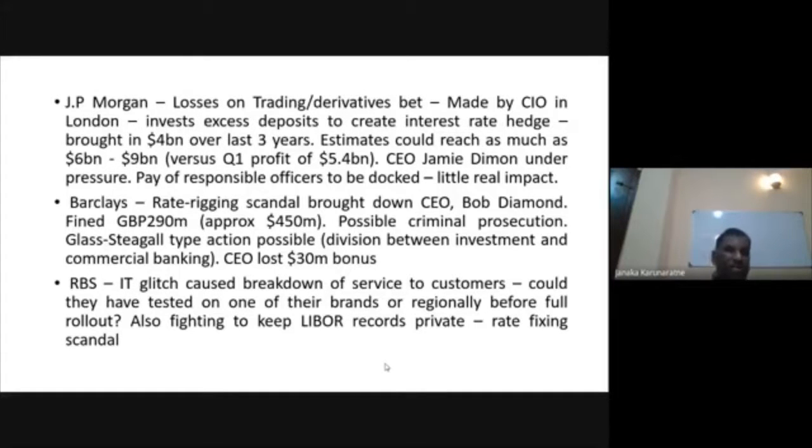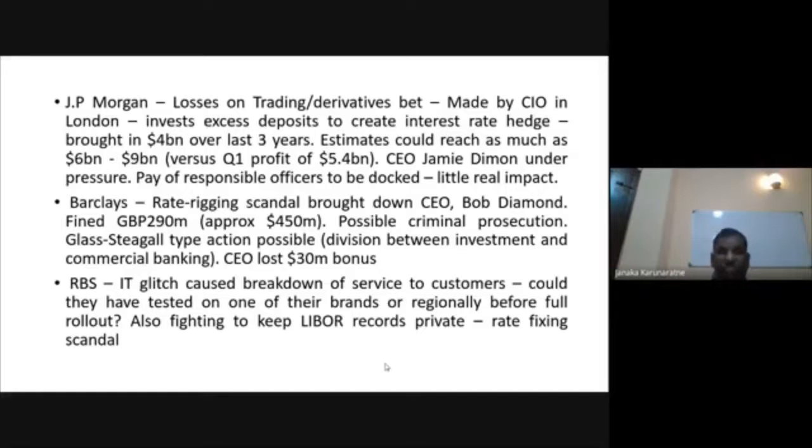JP Morgan, losses on a trading derivatives bet. Again, even this leading entity, still surviving, but they ran into problems due to this. But they were able to recover from these due to their ability to sustain in terms of a better balance sheet. So invest excess deposits to create interest rate hedges, brought in 4 billion over the last 3 years during the crisis. So estimates could reach as much as 6 billion to 9 billion versus Q1 profit of 5.4 billion. So the CEO Jamie Dimon was under pressure. So pay of responsible officers was to be docked, and ultimately somehow it was possible to bring the institution back to normalcy.